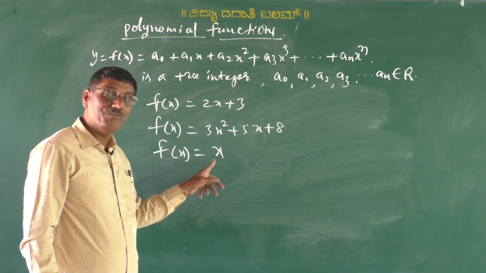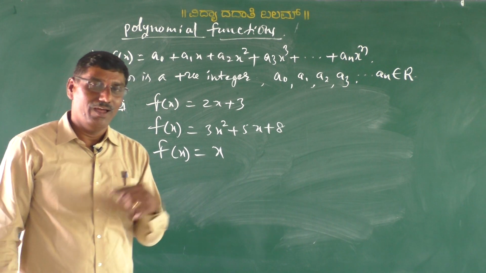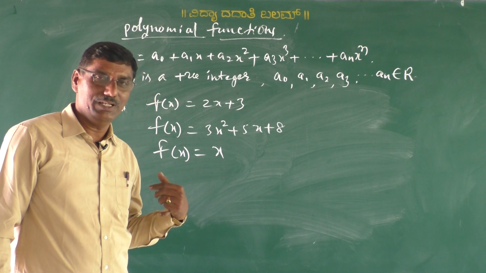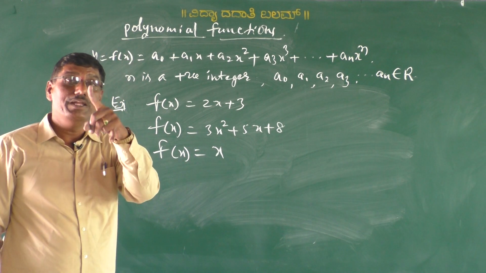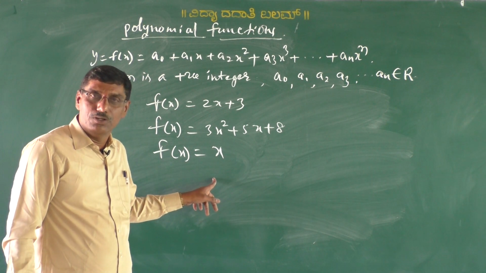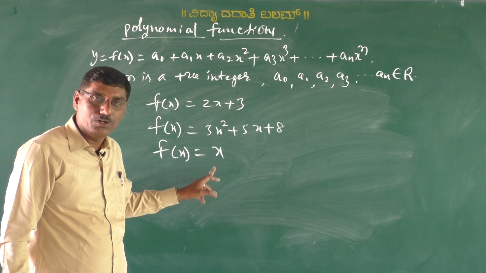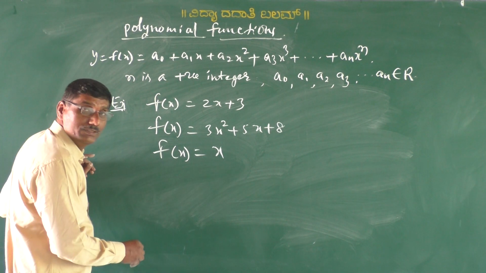But particularly we give a name for this function, what we call as, anybody? I discussed it in this class, isn't it? Yes, we discussed, what we call as identity function. Identity function. Are you understood? Now I am going to write one of the functions here.